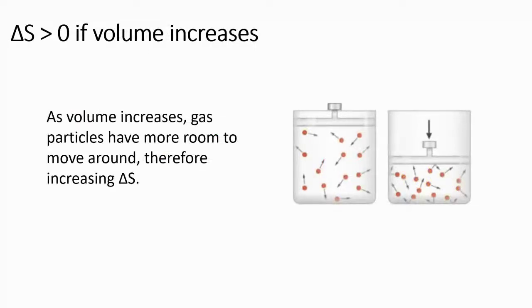Delta S is greater than 0 when volume increases, because as volume increases, our particles now have more room to move around, less restrictions. The less restricted they are, the more freely they can move around. Therefore, the more disorder, making it a positive delta S. So let's do some predictions. Is the entropy going to increase, decrease, or stay the same?